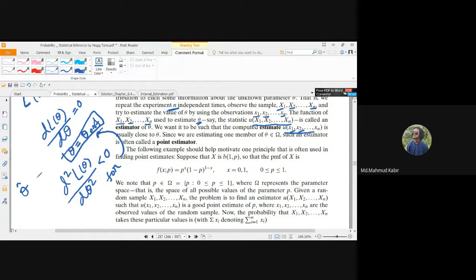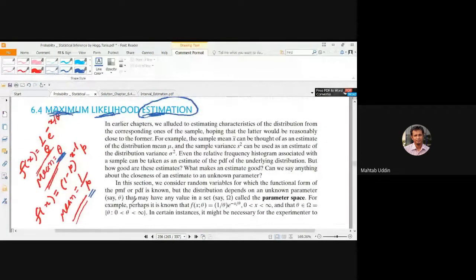Yes, sir. Okay. Now, you can see if you consider this function, there are very tough situations. Differentiating them and calculating them is so tough, right? It's always tough. So what should we do?